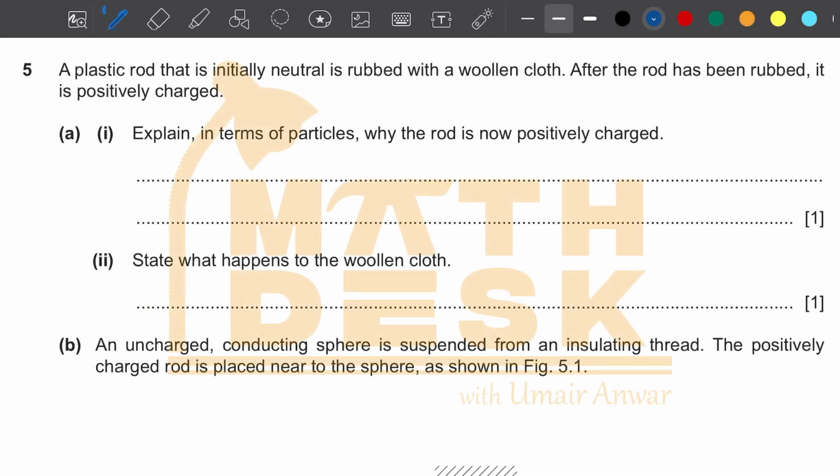Welcome to this tutorial. I'm solving question number 5 of paper 2-1 October-November exam series of 2021. The question is related to the electrostatic charges.